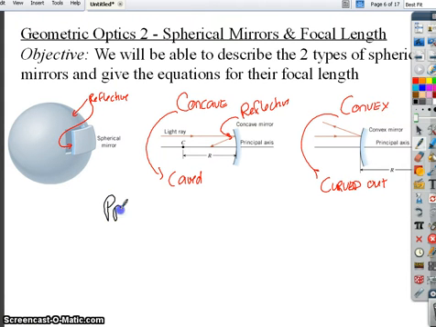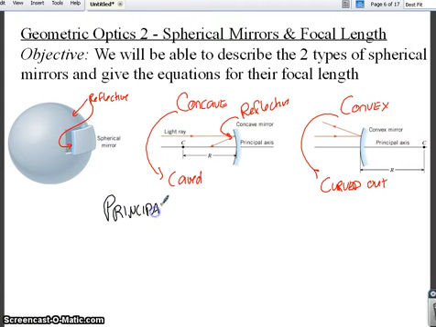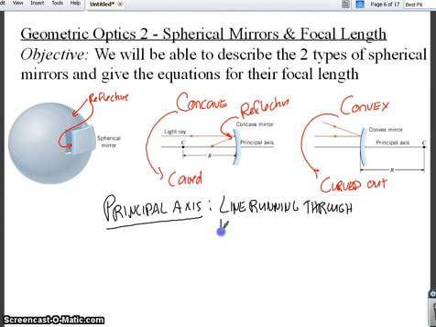And another thing we want to define here, as you can see in both these pictures, is the principal axis. The principal axis is the line running through the midpoint or the center slash radius of curvature. So what does that mean?